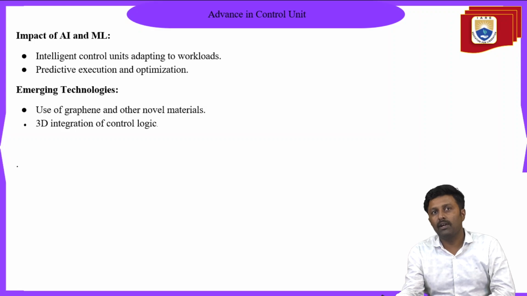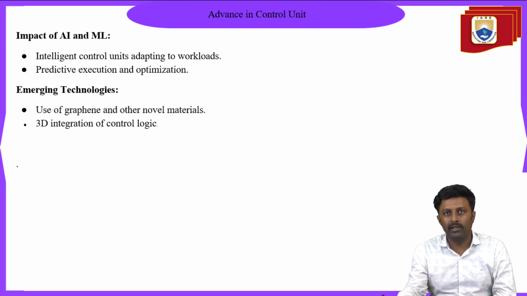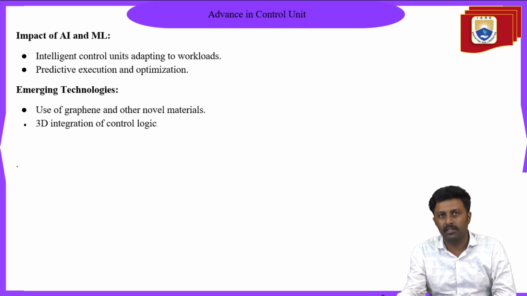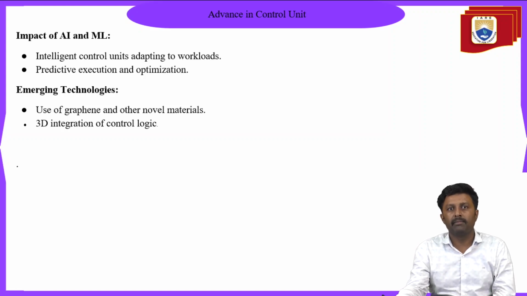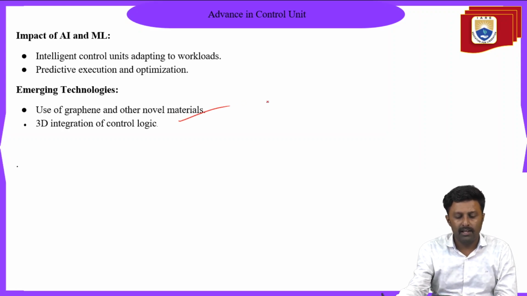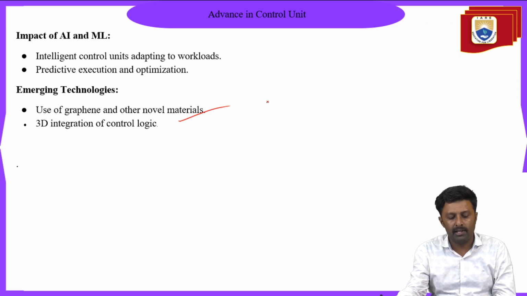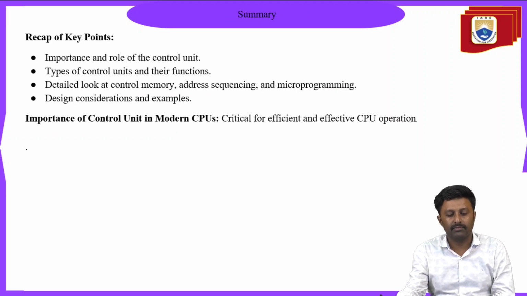Impact of AI and ML: intelligent control units adapt to the workloads, with prediction for execution optimization. Emerging technologies include graphene and novel materials, 3D integration, and control logic.